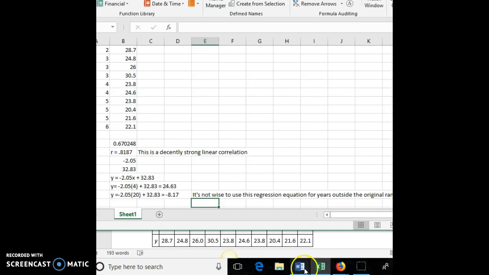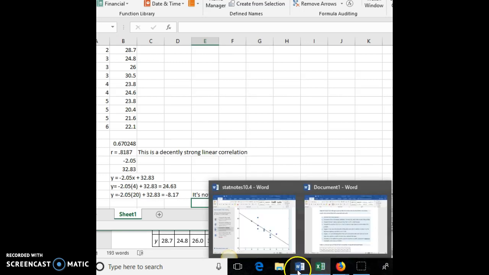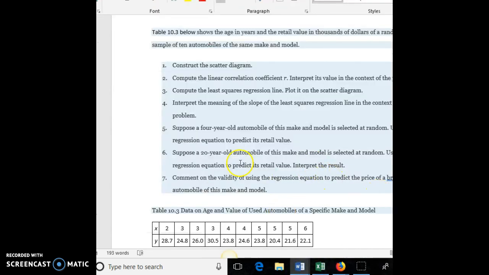All right, now let's go back, because we have a couple more things we need to do. We needed to comment on the validity of using the regression equation to predict the price of a brand new automobile of this make and model. Well, again, we've got that same problem that we had in question 6. It's outside the range of our data, so it's not a good idea. It's extrapolating. However, it is a little closer to our range, so certainly it's not going to be as invalid as going out 20 years.